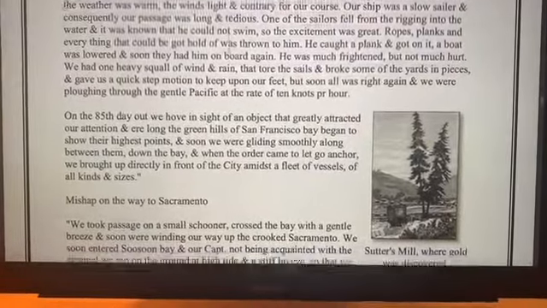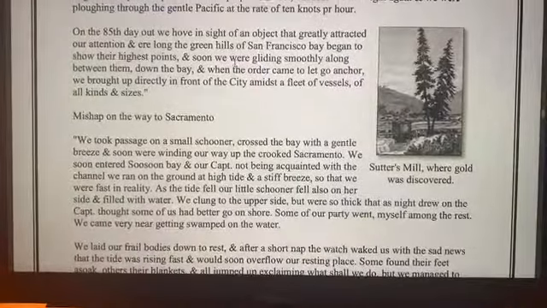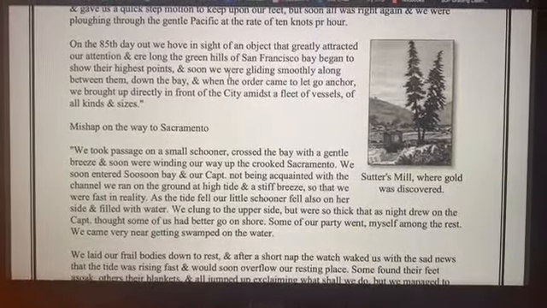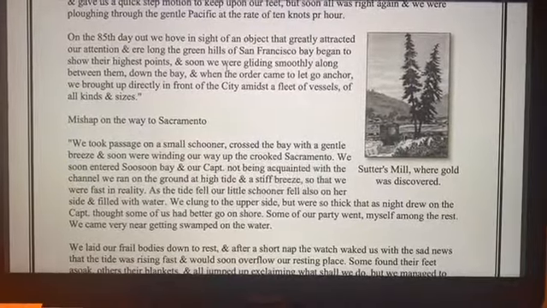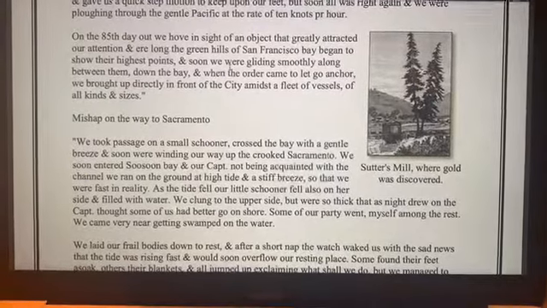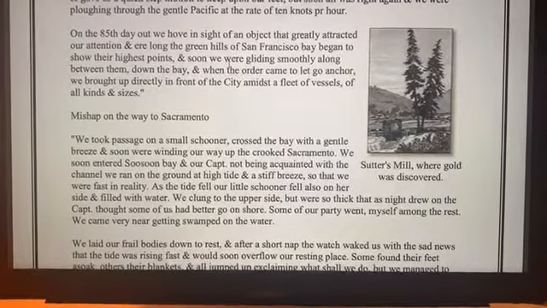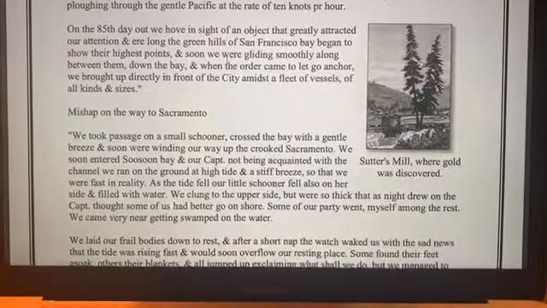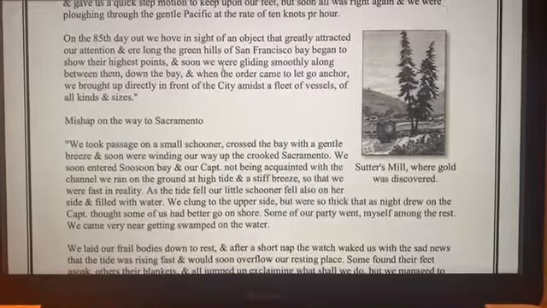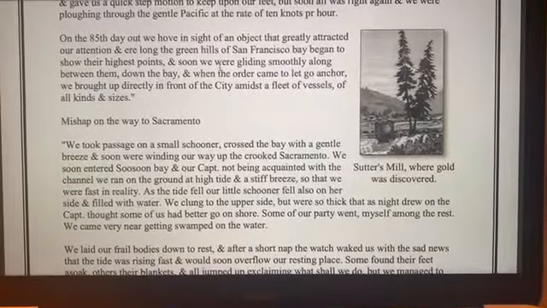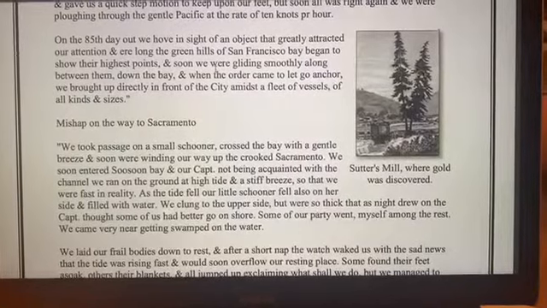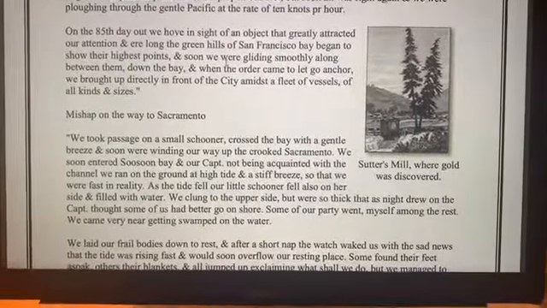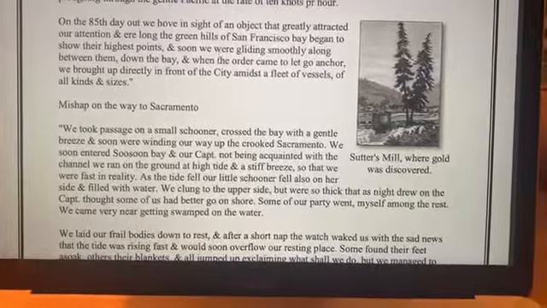On the 85th day, we hove in sight of an object that greatly attracted our attention, and ere long the green hills of San Francisco Bay began to show their highest points, and soon we were gliding smoothly along between them, down the bay, and when the order came to let go anchor, we brought up directly in front of the city amidst a fleet of vessels of all kinds and sizes.